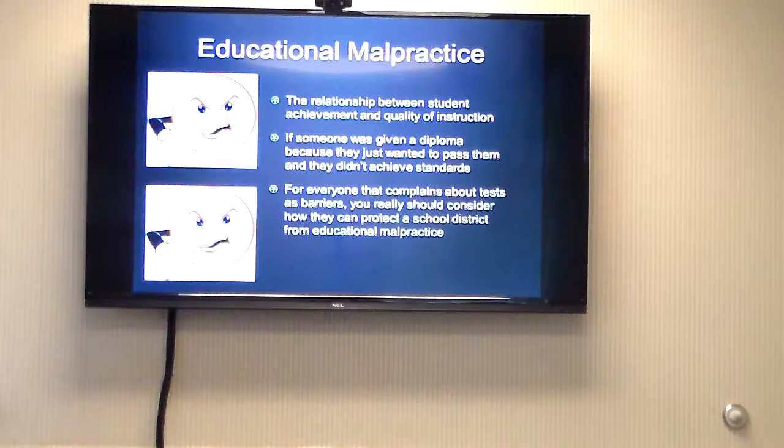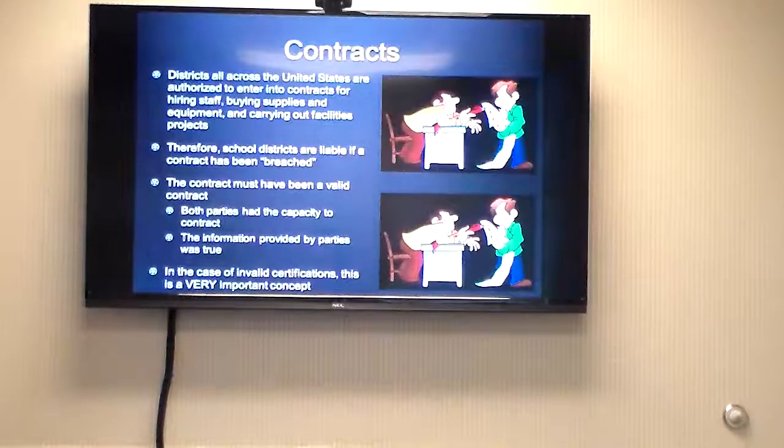So educational malpractice is the relationship between student achievement and quality of instruction. This is the idea of somebody just being given a diploma even though they didn't achieve standards. When you have a 3rd grade barrier, an 8th grade barrier, or an 11th grade barrier, which most districts do, tests protect a school district that says a student isn't meeting the objectives. I know all of us don't like the idea of standardized tests, but there are some positives, and that's one that I would consider and mention.